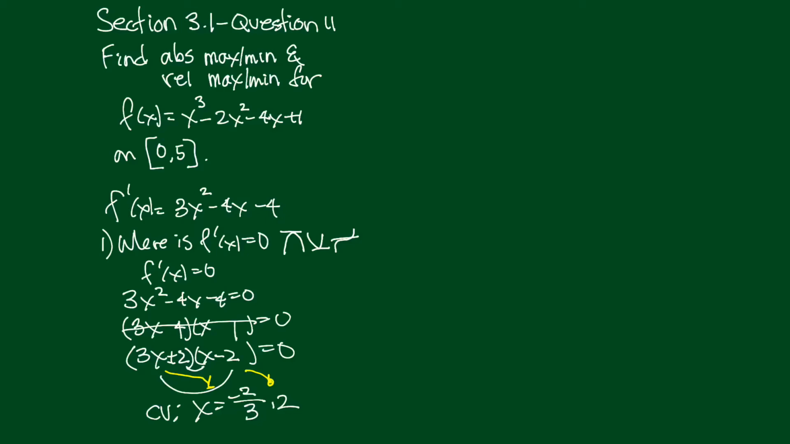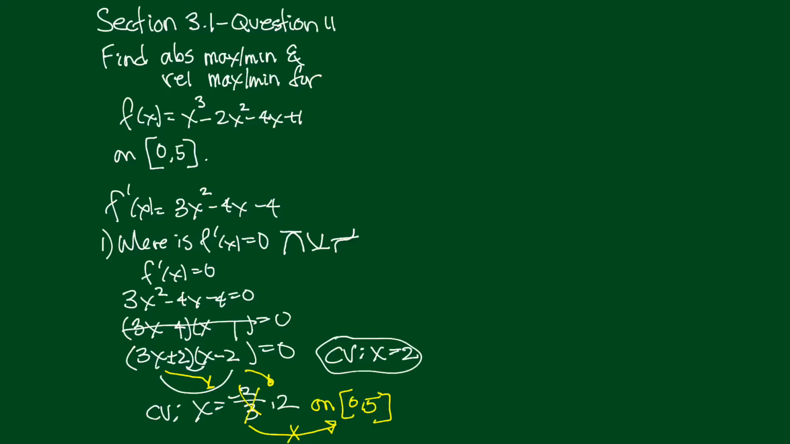But look at this. We're on this interval, right? We're on 0 to 5. Now, this number right here is not in there, so we can cross that one out as a critical value. So the only critical value in that interval turns out to be at 2.